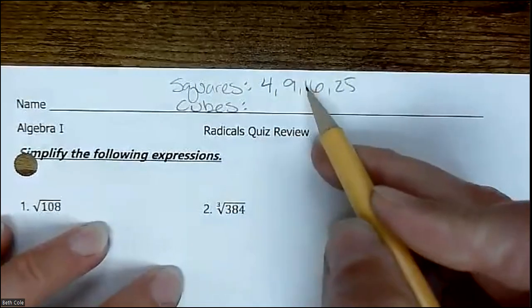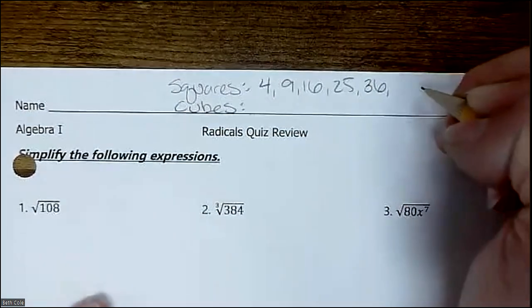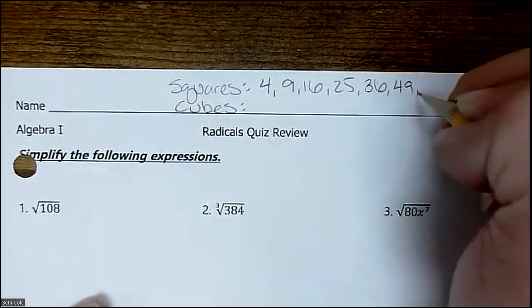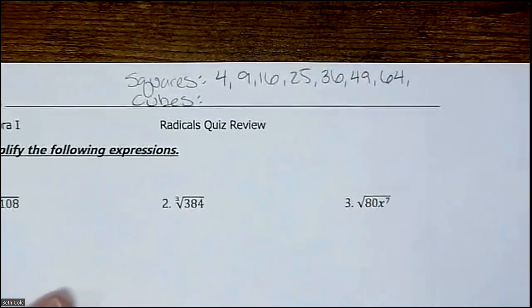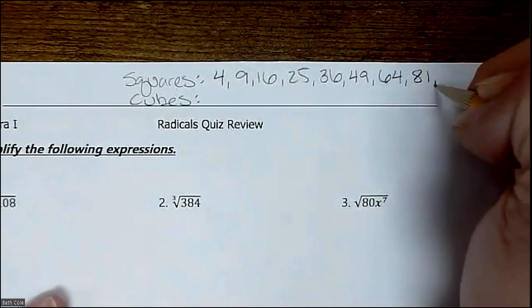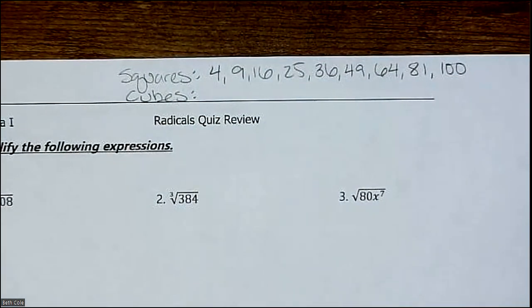Just type in 2 squared, 3 squared, 4 squared, 5 squared. 6 squared is 36. 7 squared is 49. And again, if you know them, that's cool. 8 squared is 64. 9 squared is 81. 10 squared is 100. They go on infinitely. I mean, numbers are infinite, but that's usually far enough.